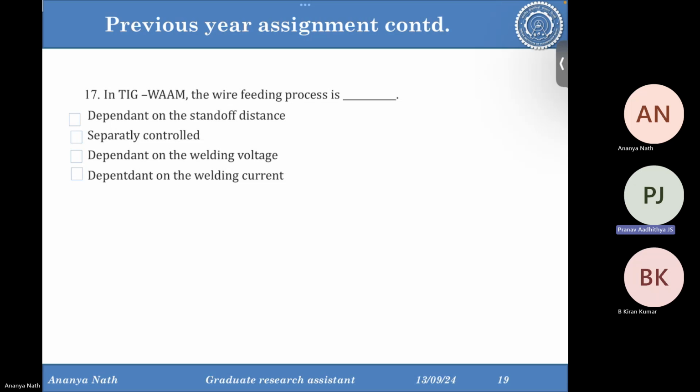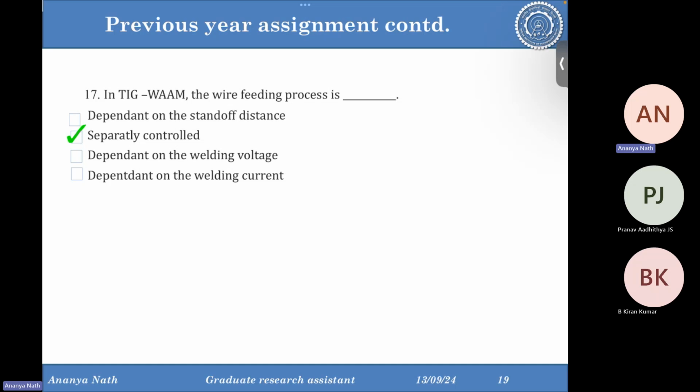Dependent on standoff distance. It should be dependent on standoff distance. It should be dependent on voltage. It should be, but the wire feeding rate is also dependent upon the deposition process, but it should not be controlled depending upon this process parameter.